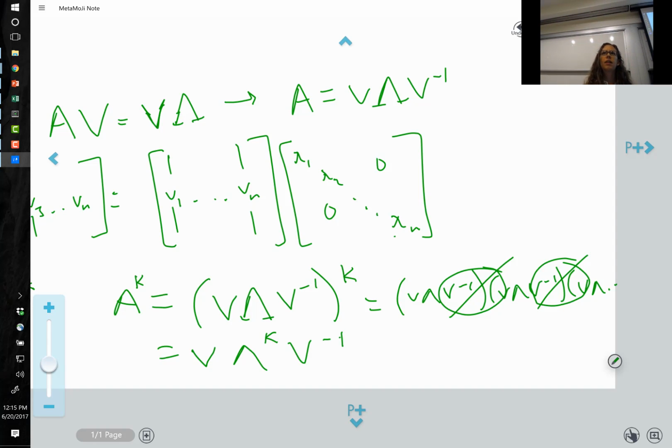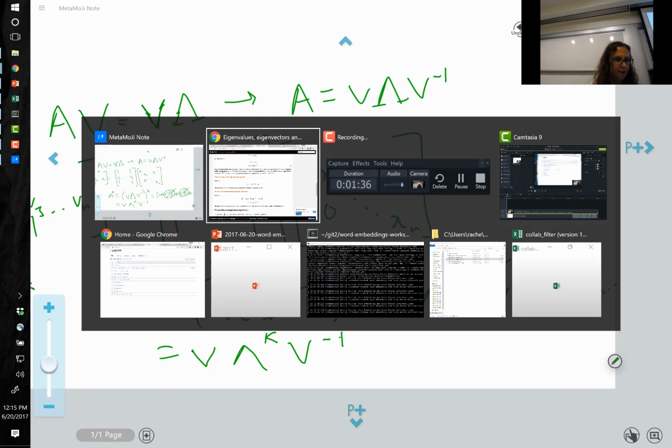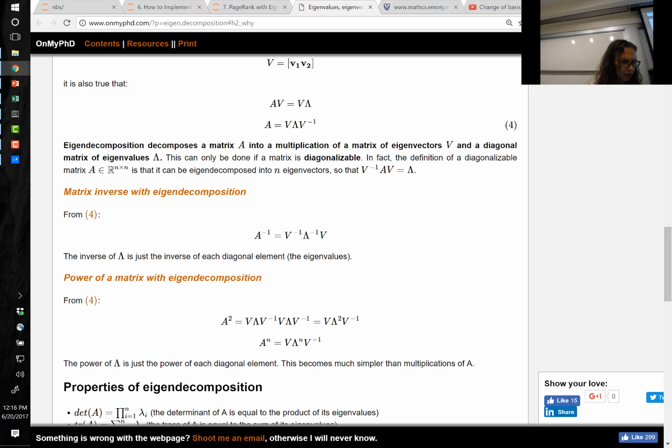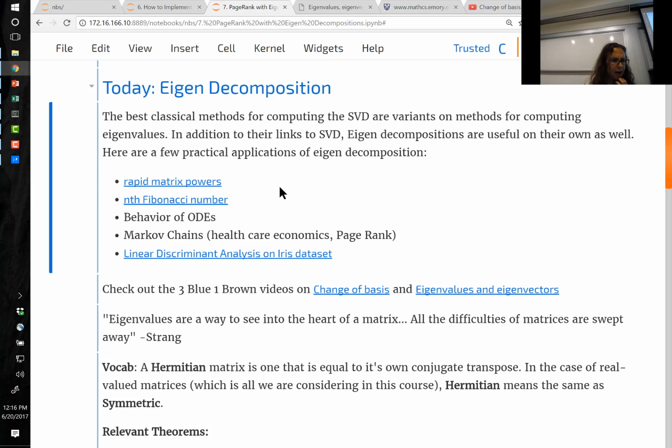So this is one application of eigenvectors. You can also use them to find the nth Fibonacci number, which is kind of neat.